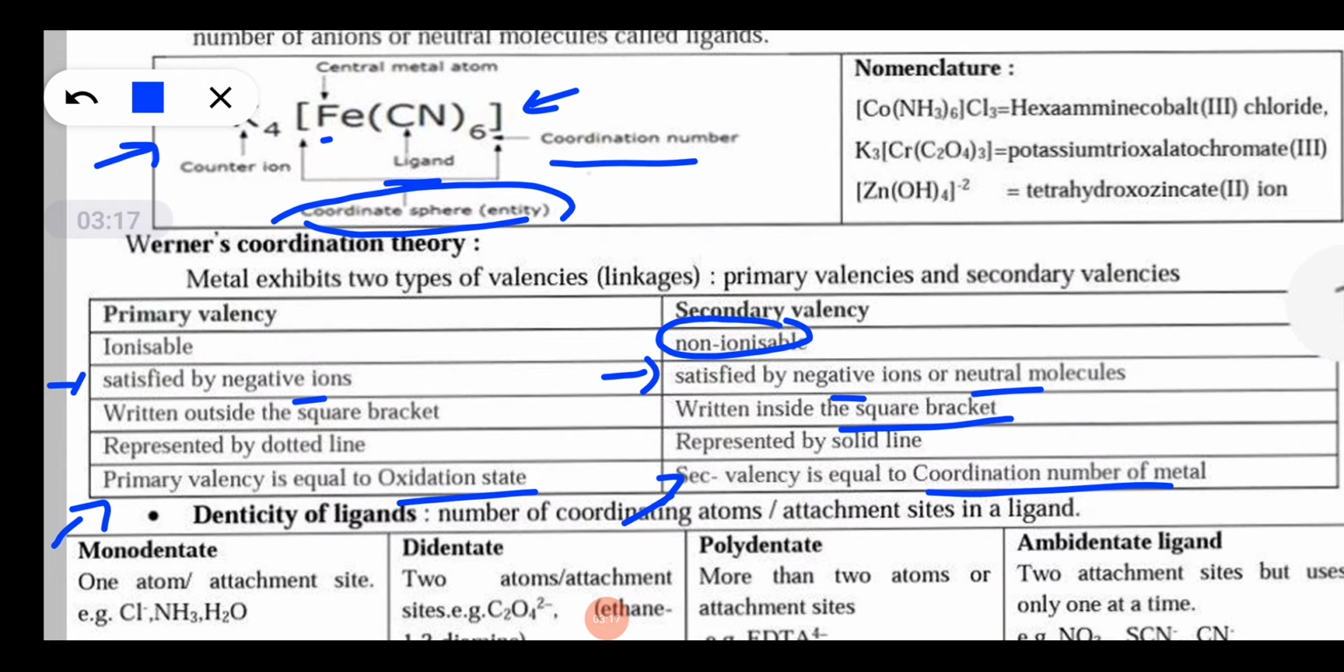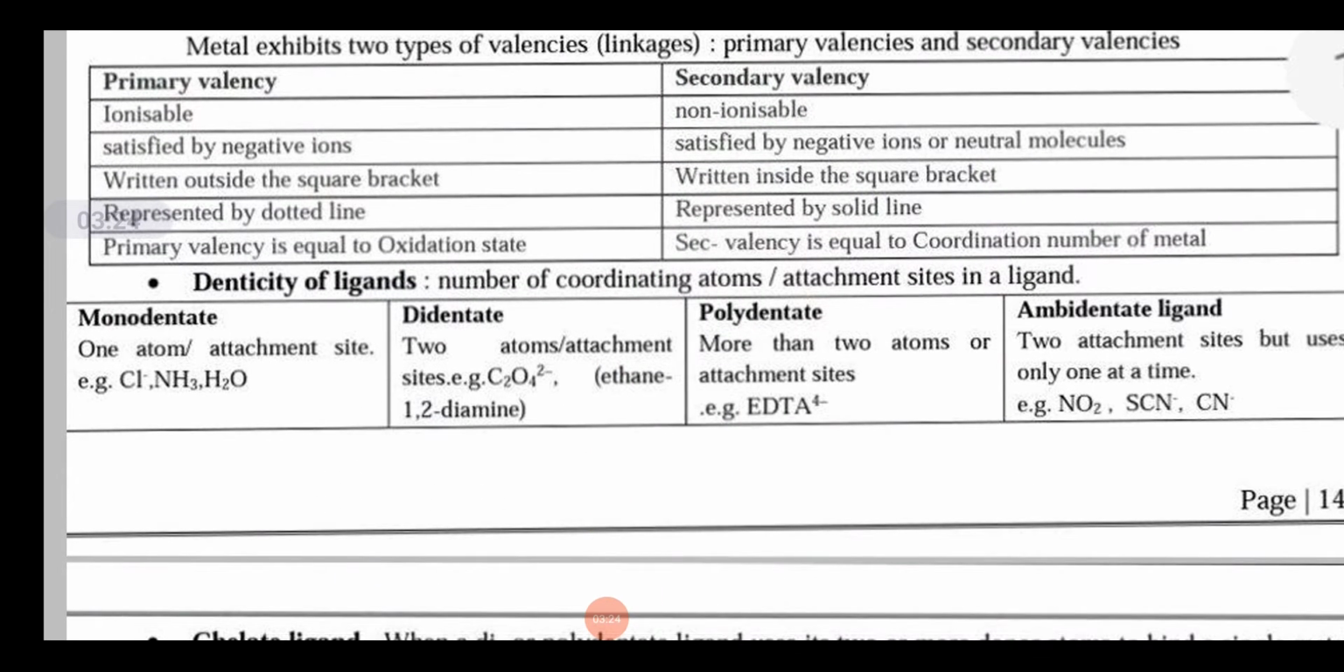So again I am clarifying this point. Now the ligand I was talking about is basically of four types. One is monodentate ligand, another is didentate, polydentate and ambidentate ligand. In a monodentate ligand only one atom is attached, so Cl negative, NH3 and water are monodentate ligands, because they can ligate to the central metal ion through only one donor site, because only one attachment site or one donor site is present.